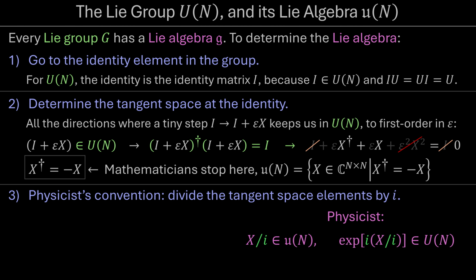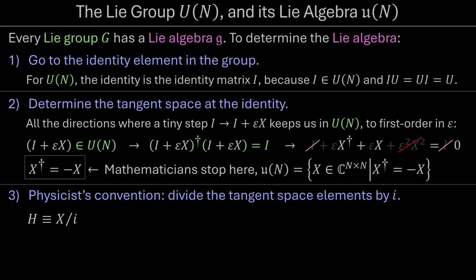So what happens when you take the space of all anti-Hermitian matrices and divide by a factor of i? Well, let's find out. Suppose we define the matrix H to be some anti-Hermitian matrix X divided by i. Dividing by i is the same thing as multiplying by negative i. So we find that H is equal to negative iX. So what happens if we take the transpose conjugate of H? When the dagger acts on the negative i, it's going to convert that to a positive i. And then when the dagger acts on the X, it's going to convert that to X dagger.